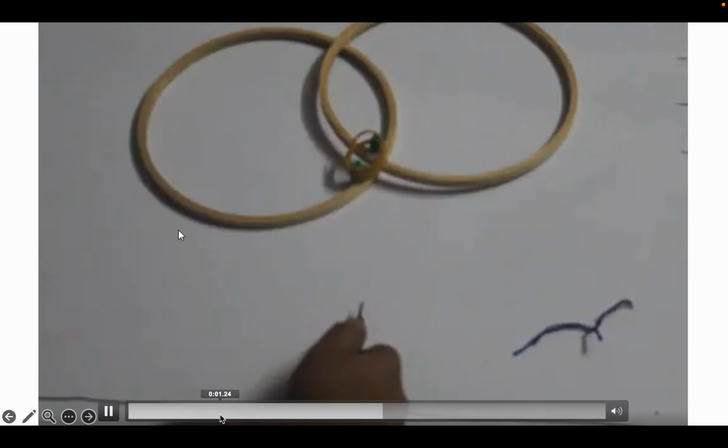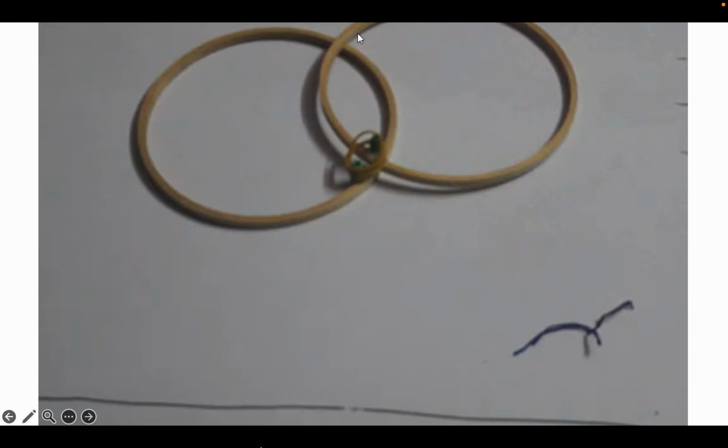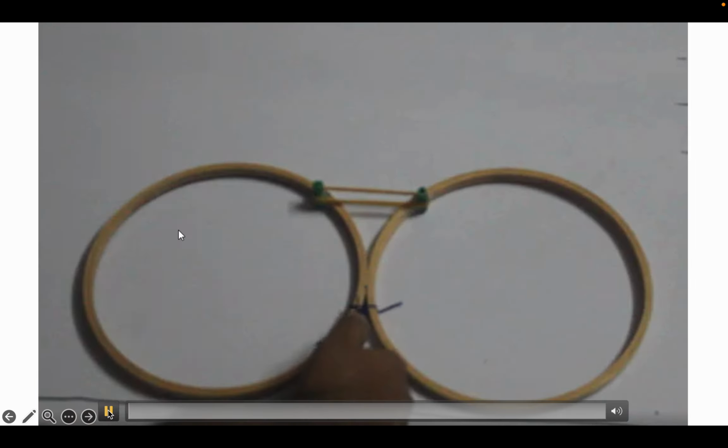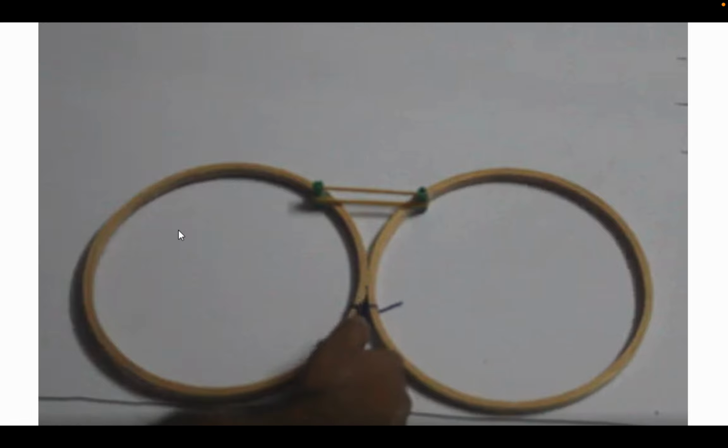When this thread is cut, the force from the rubber band, which is in potential form, is released. The balance between the two rings gets disturbed, and force is generated. The force which is stored in the rubber band is released, and the forward motion is achieved.